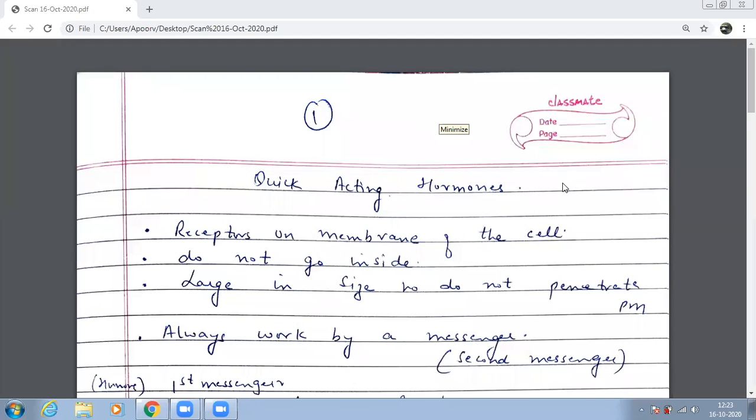Today I'll explain the quick acting hormones and then I'll take a short test. It will be based only on the functioning of hormones. Slow acting hormones I did that day. Now I'm going to take up quick acting hormones today. I'll explain, and then I'll take a short test. As of now, let's see about quick acting hormones. Another 2 minutes, everybody join. Then I'll start with how quick acting hormones work.